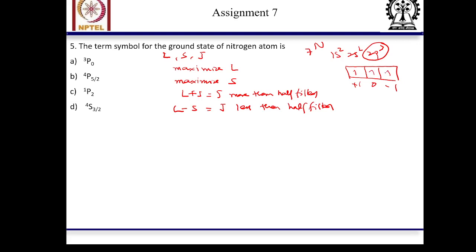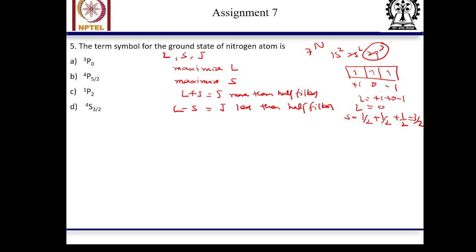By this way, we are maximizing the orbital quantum number and the spin quantum number. So L is plus 1, plus 0, minus 1. L is 0. What is S? S is 1/2 plus 1/2 plus 1/2. This is 3/2. So now we have L plus S.